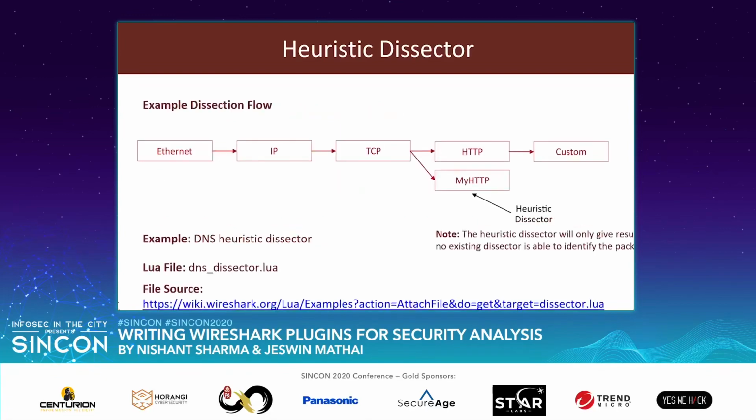So let's see an example of this. We are going to take an example of a DNS dissector, and it is taken from Wireshark's own website. It's not created by us. This is the example flow. Suppose the packet is recognized and dissected till TCP, but after that, if no one is understanding it, then it will be passed to the heuristics dissector, and the heuristics dissector will run on it.